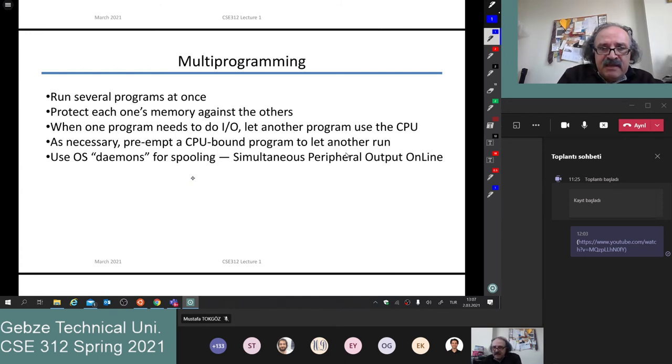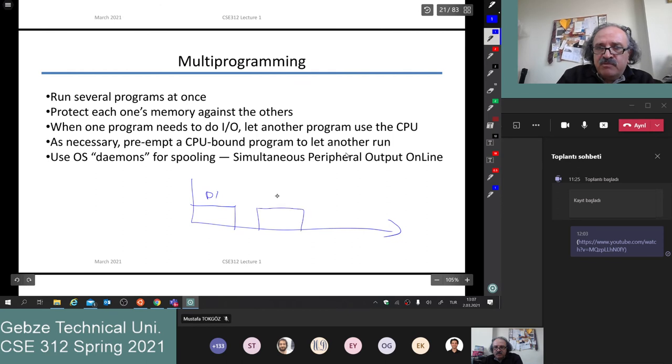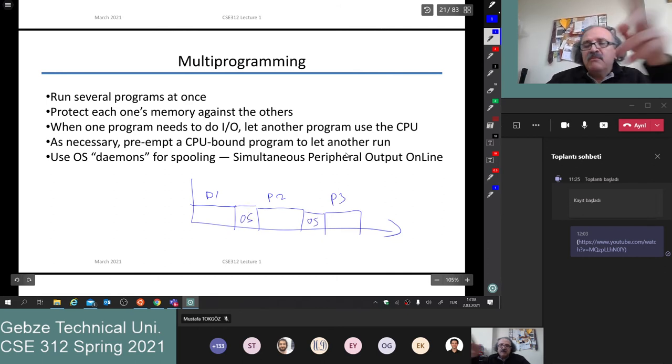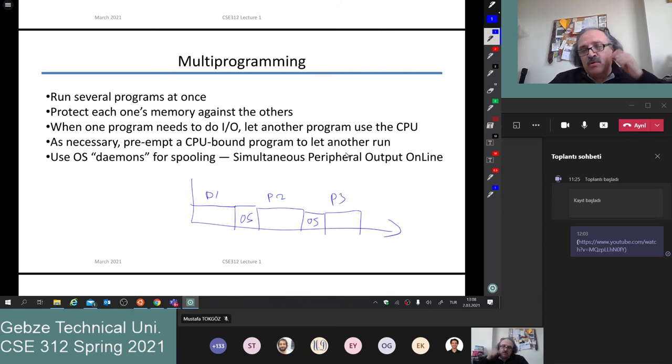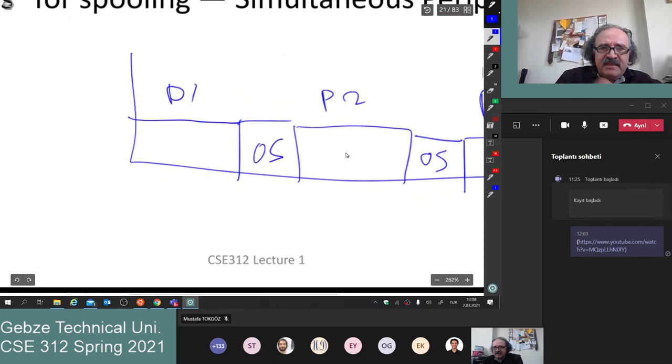If this is my timeline, the CPU is used by process one, then by process two, and then by process three. Between them, the operating system has to use the CPU, because the operating system does the switching. The operating system makes a decision to decide which process uses the CPU next. Preemption is here.